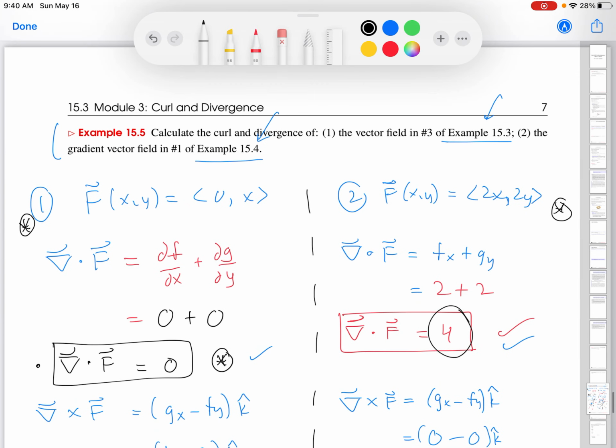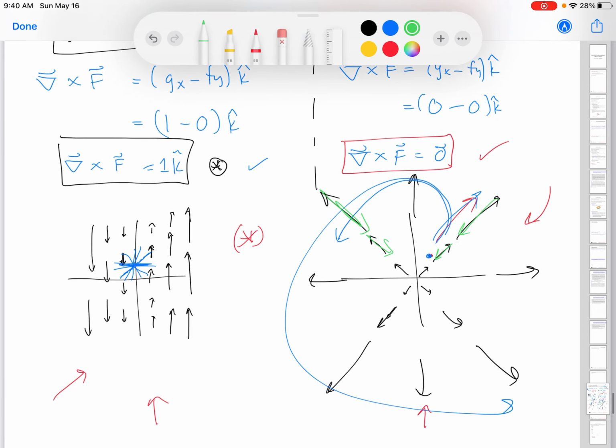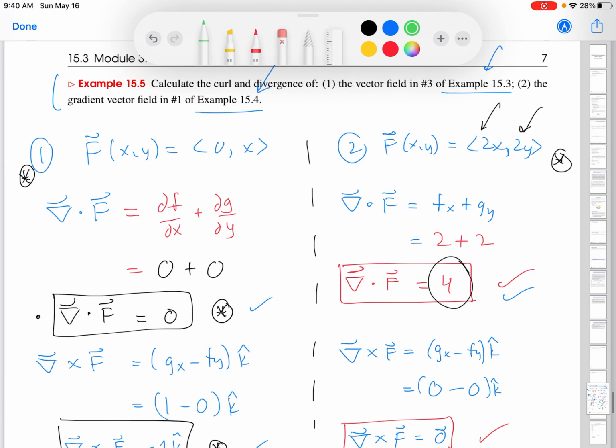Well, we can kind of glean that from here. What if this was negative 2x and negative 2y? So that these vectors from the vector field literally pointed inward, the opposite direction. So this wouldn't be as much an explosion as it would be something like a black hole. Everything is getting sucked into the origin. Well, you can see if we made this negative 2x and this negative 2y, we would get negative 4.